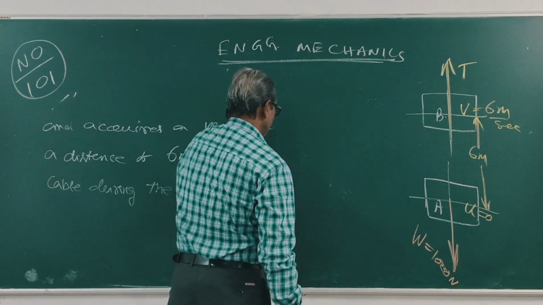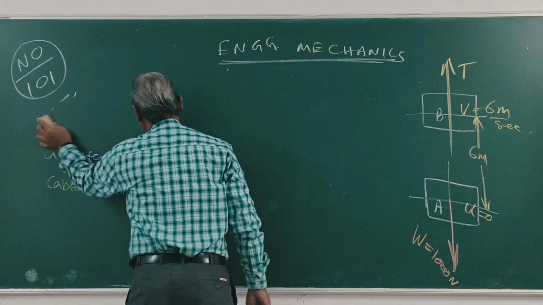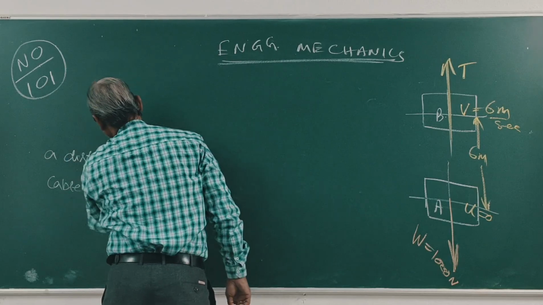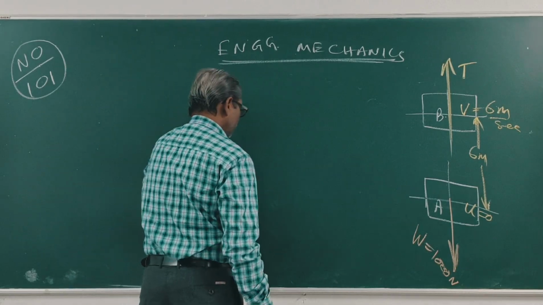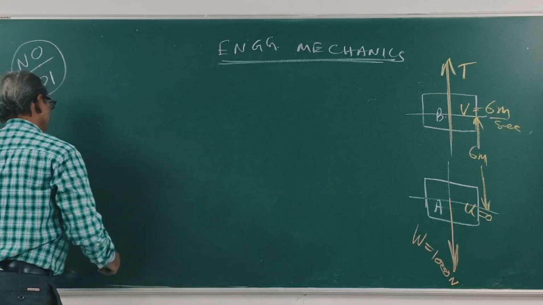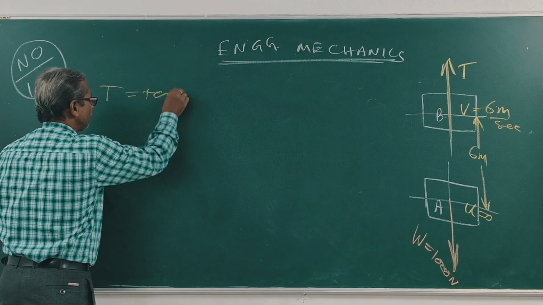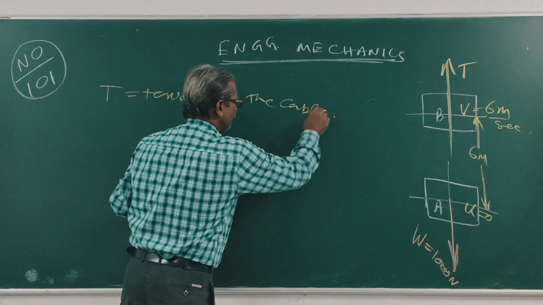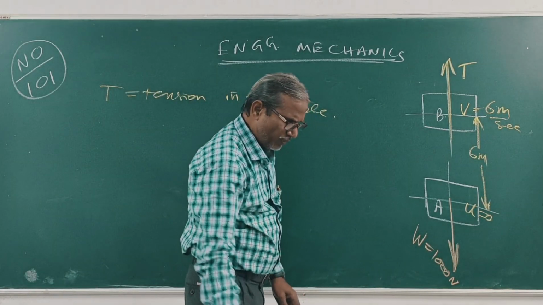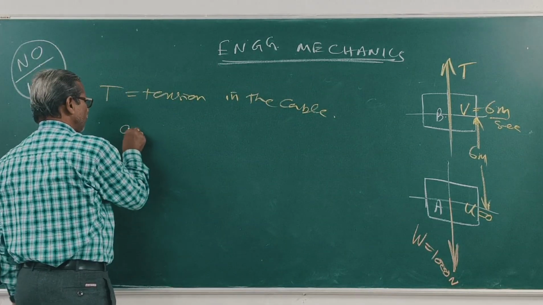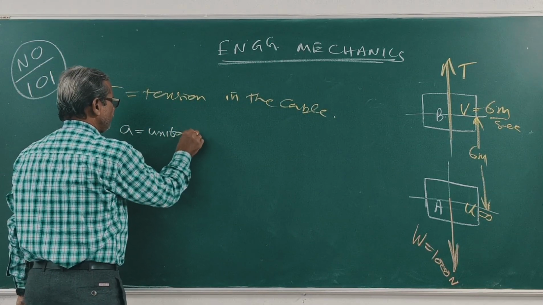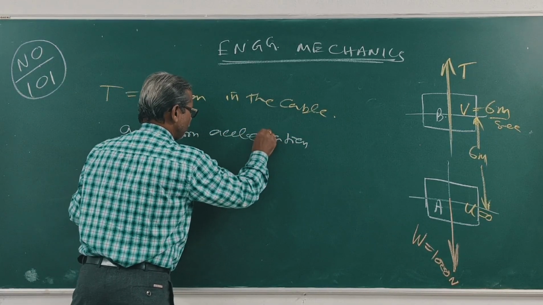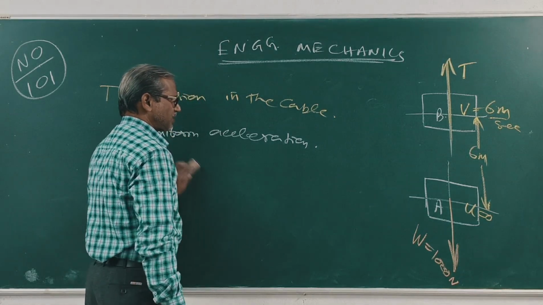Now, T is equal to tension in the cable. A uniform acceleration. a is equal to uniform acceleration. Right?